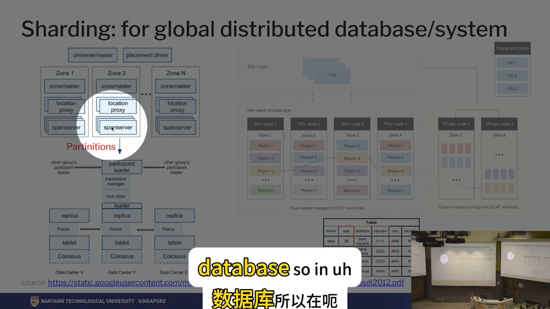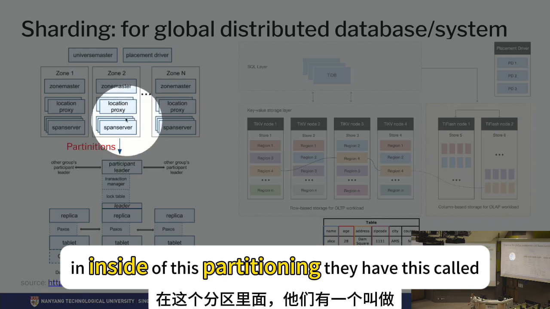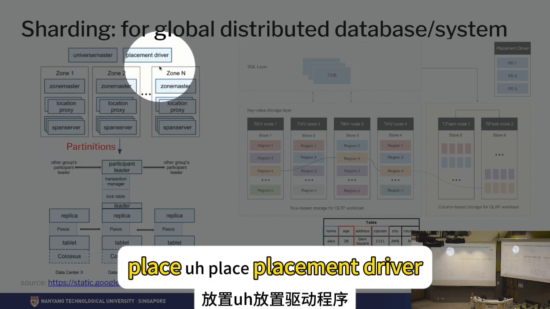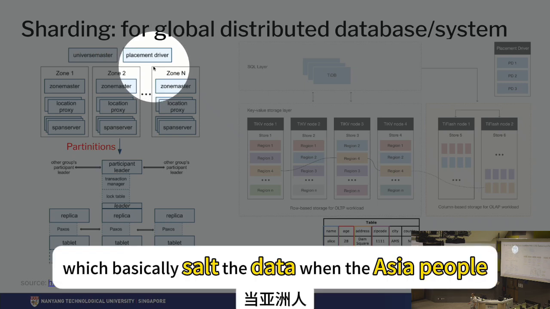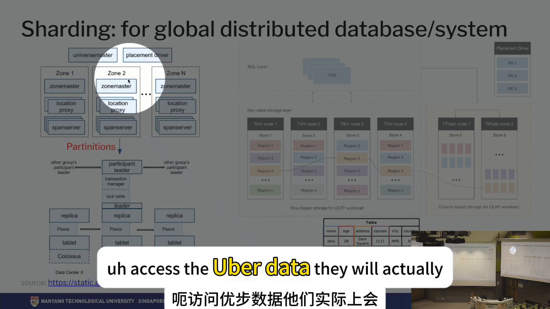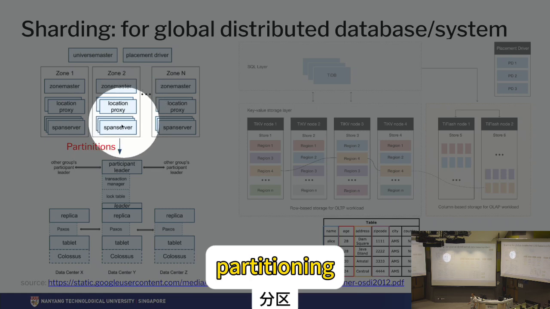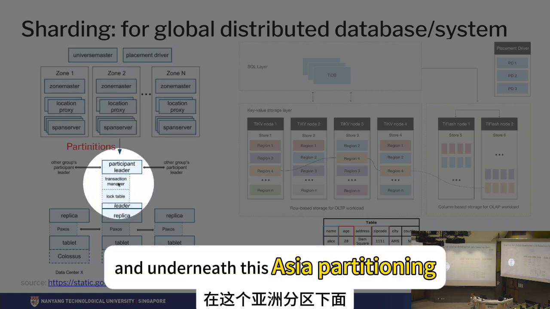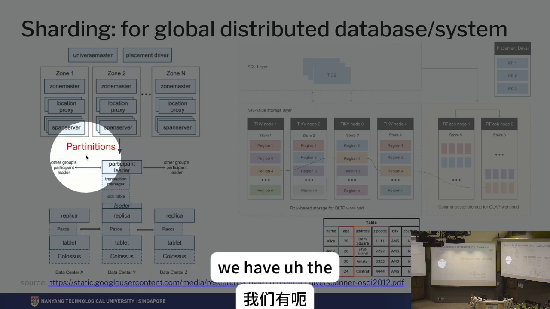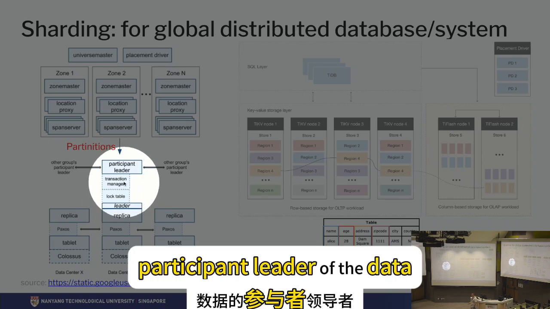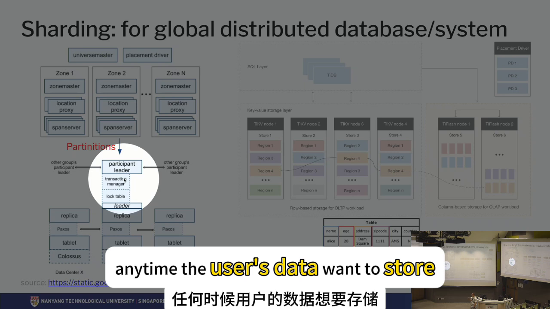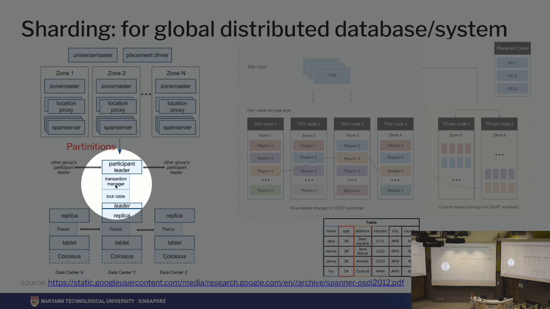Inside of this partitioning, they have something called a placement driver, which basically sorts the data. When Asia people access the Uber data, the data is stored in the Asia partition. Underneath this Asia partition, they have the participant leader of the data. Anytime the user's data needs to be stored, it goes there.